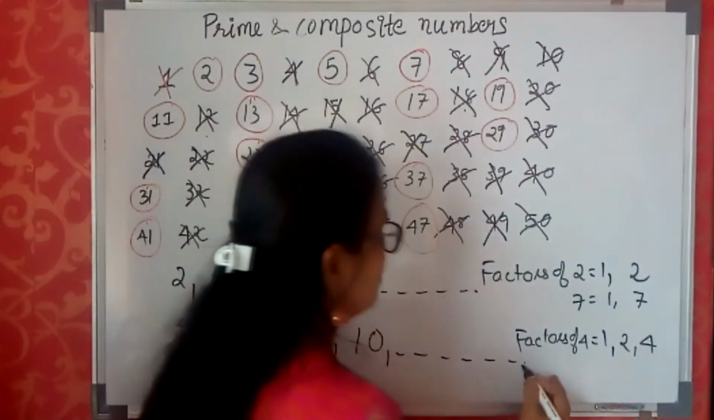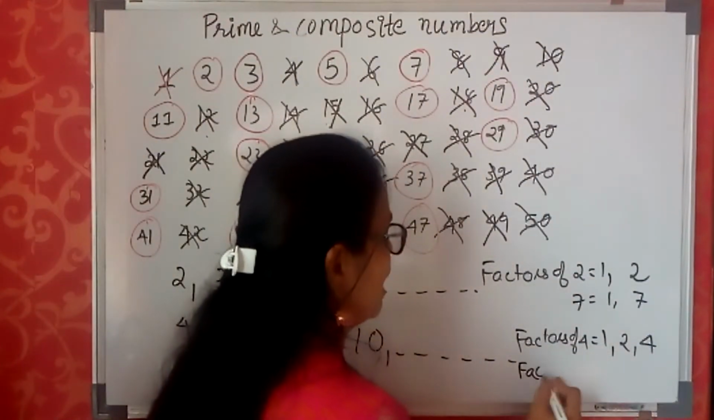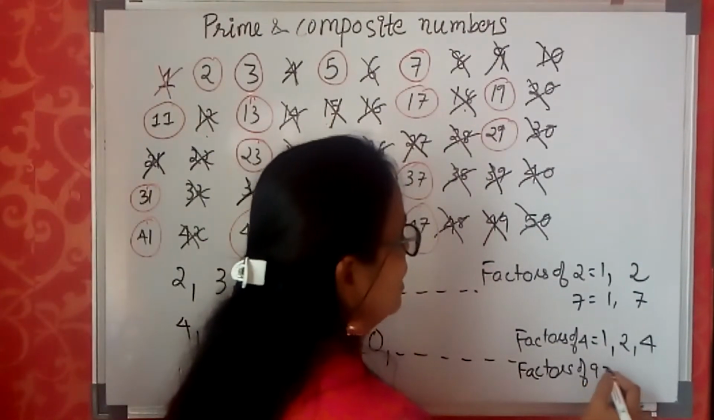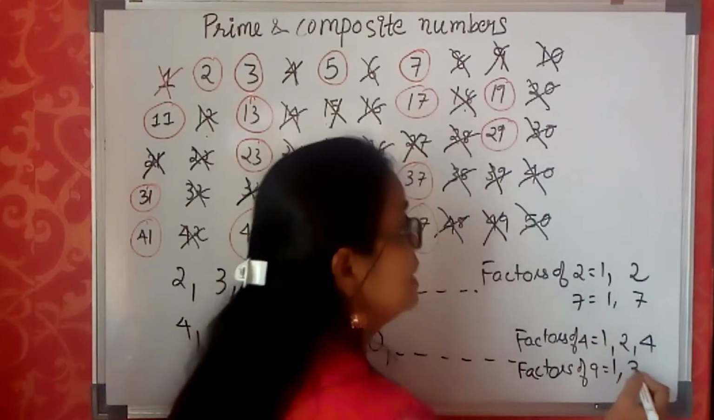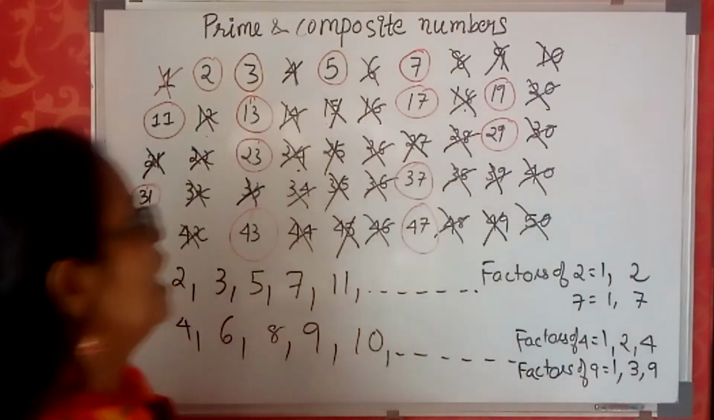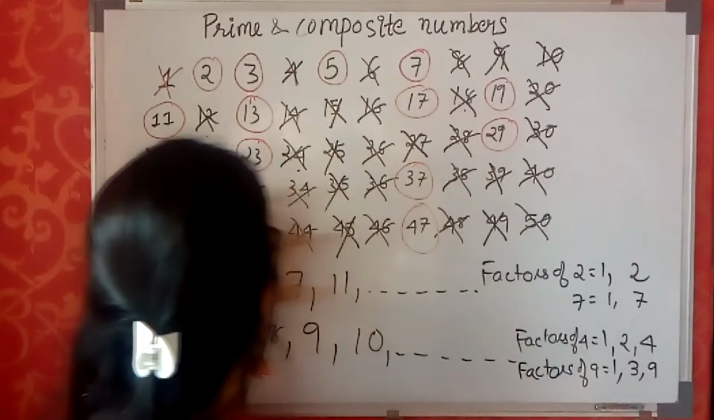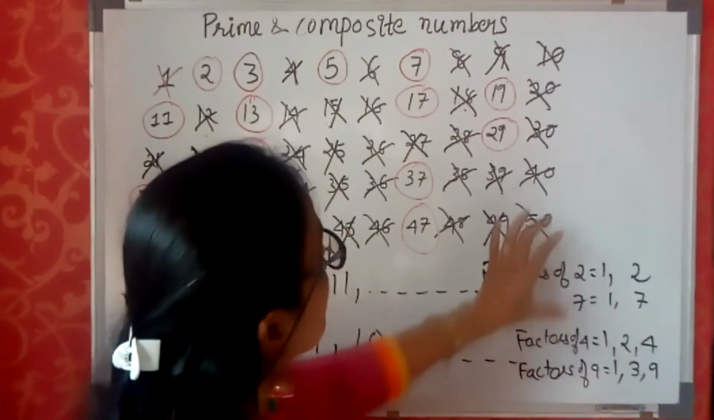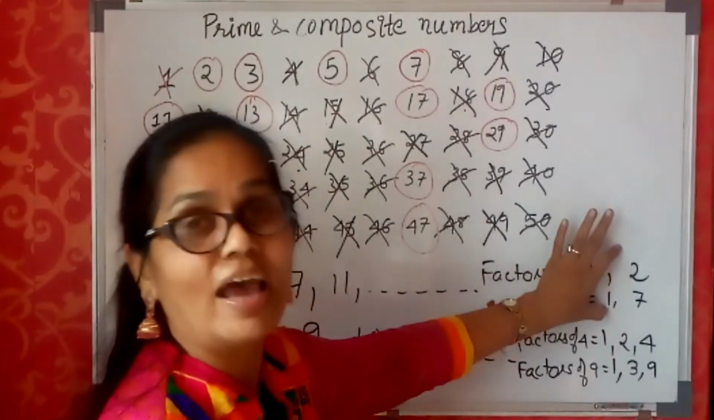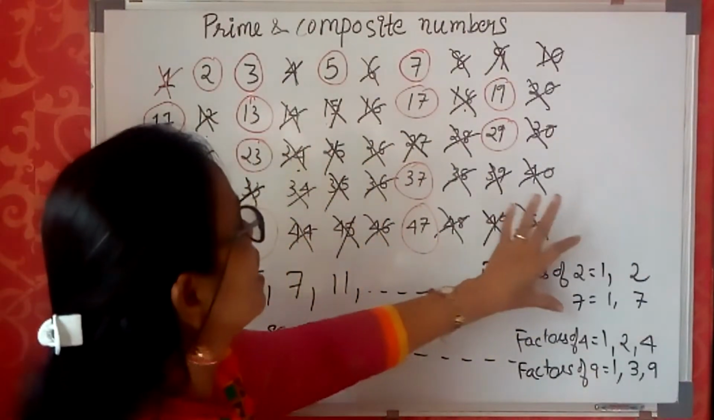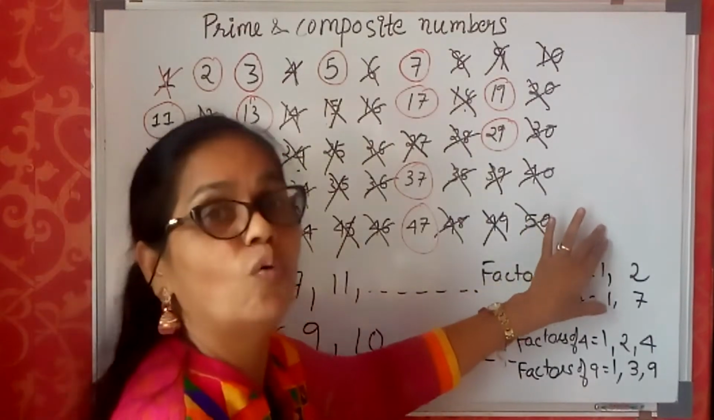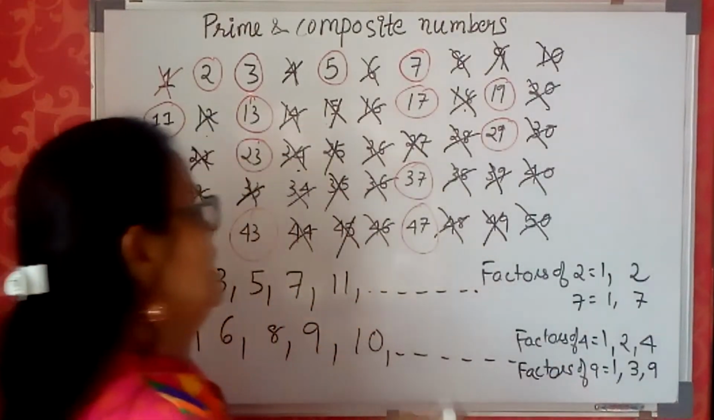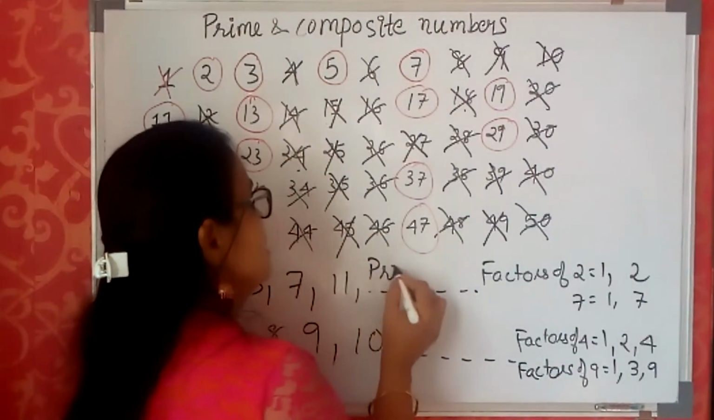Suppose the factors of 9. One I have taken an even number and one an odd number, right? Factors of 9: 9 comes in the 1 table, 3 table and the number itself. Now look here at the factors of these numbers and of those numbers. Here there are only 2 factors. How many? 2 factors. So the numbers which have only 2 factors, that is the number 1 and the number itself, are called prime numbers.